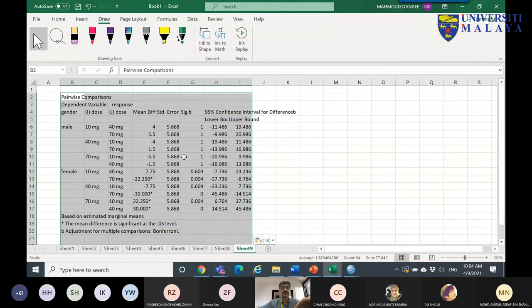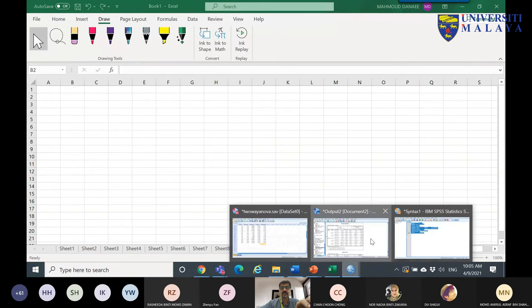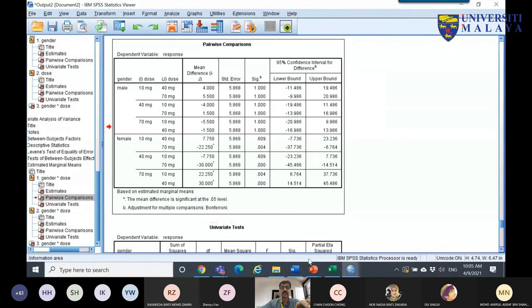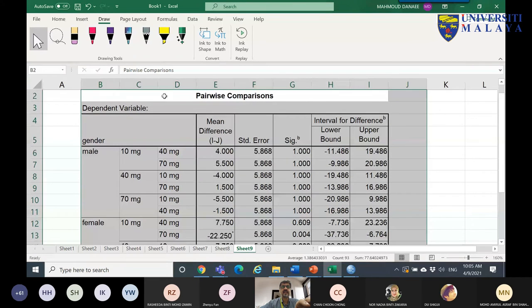Is there any difference between 40 milligram and 10 milligram among male? No. Between 10 and 70? No. So 40 and 70? No. So it means there is no difference among the different levels of dosage among the male.